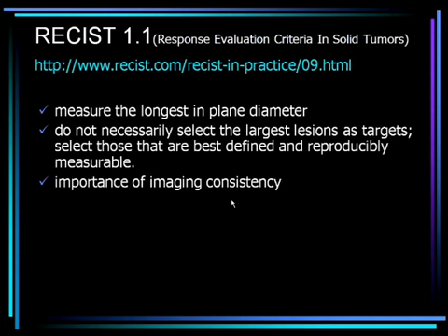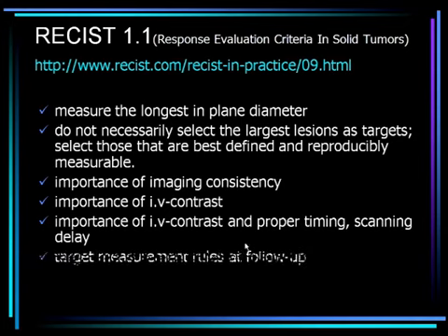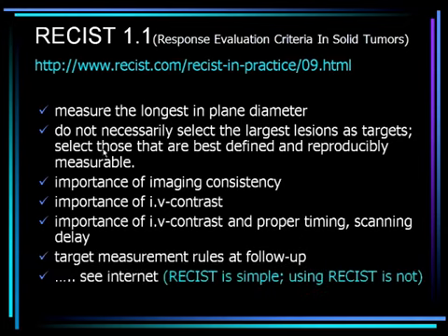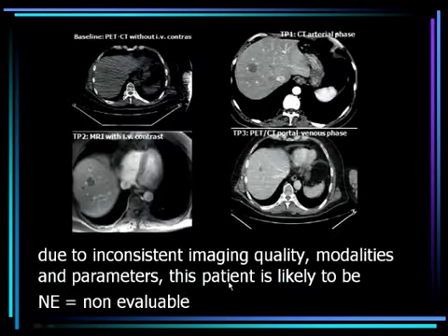You cannot use sonography once, then CT, then MRI. It is important to have IV contrast agent. It is important to scan at the proper time. So there are many things, but look at those. What I like is that RECIST is simple, but using it is not. So these are examples of inconsistency: CT by PET without contrast agent, CT in arterial phase, MRI in another phase. No, this is not a good technique.